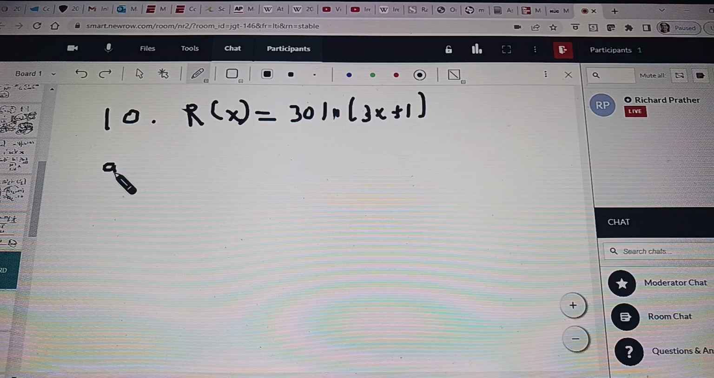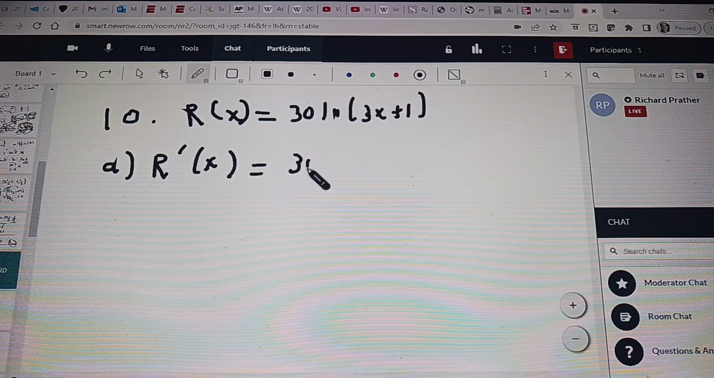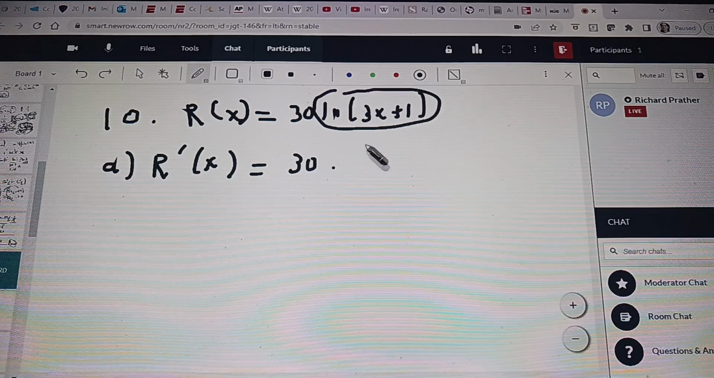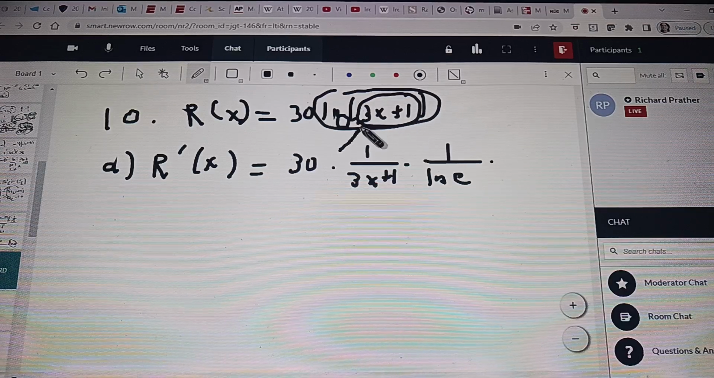So part A, marginal revenue is derivative of revenue. 30 is just a constant, so you can just write it down and pretend it's not there. Now do the derivative of the log part. And that rule is 1 over the stuff times 1 over ln of the base of the log, which here is e, times the derivative of the inside stuff, and that's linear, so then it would just be 3.